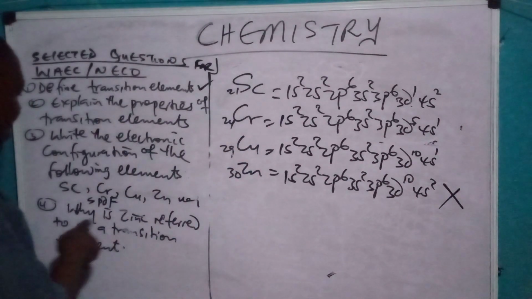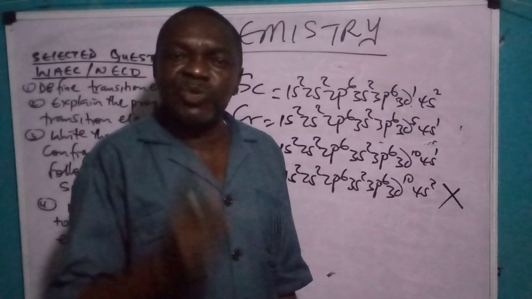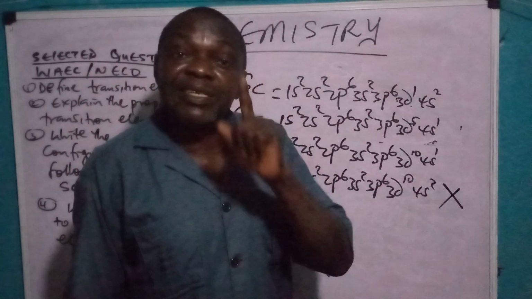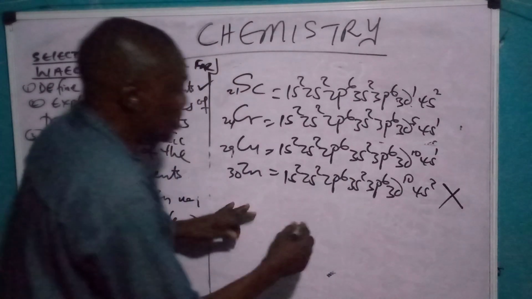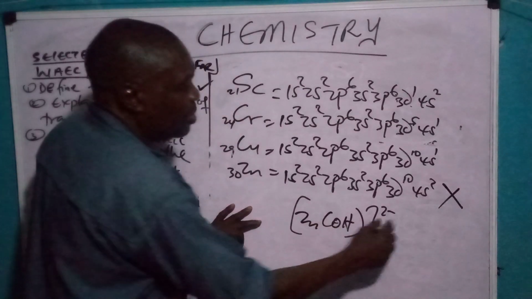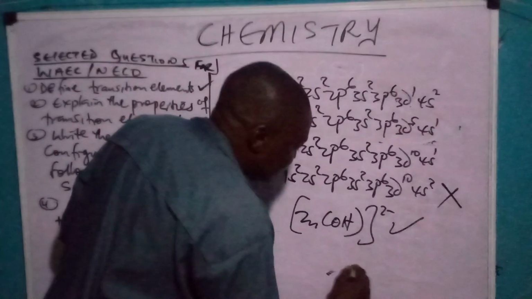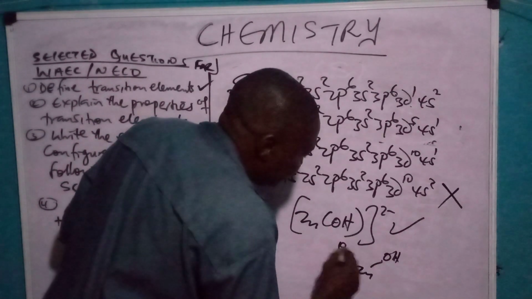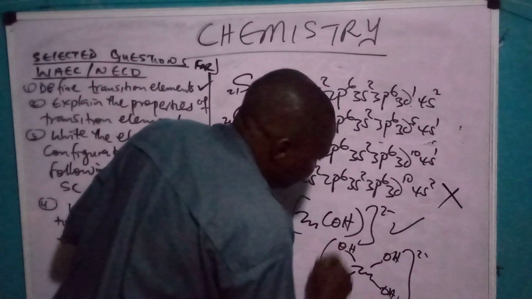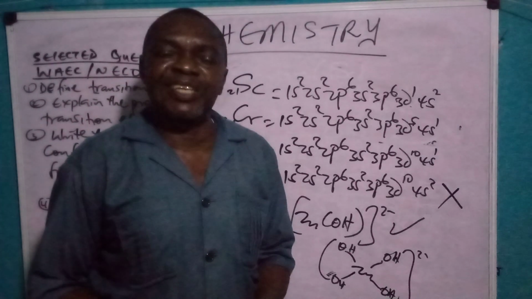However, they said, why is zinc referred to as a transition element? Meaning, among the properties, there is still one property that makes it a transition metal. The only property is complex ion formation, which I just wrote. Zinc OH 2-. It is only this property that makes zinc a transition metal, because it can form a complex ion. This complex ion has a central atom attached to other groups. You see it. So because of this complex ion formation, that is why it is regarded as a transition metal.